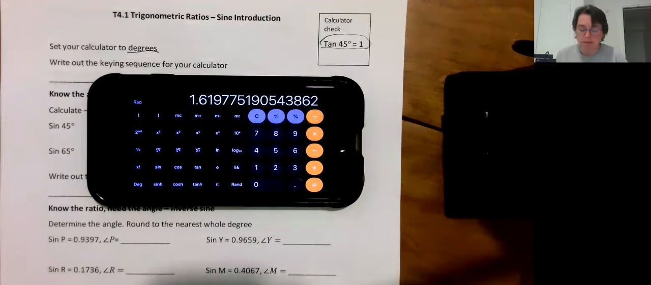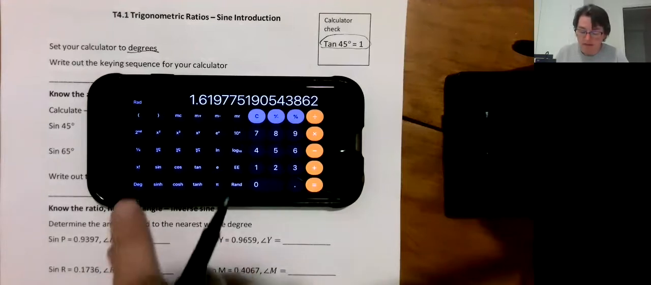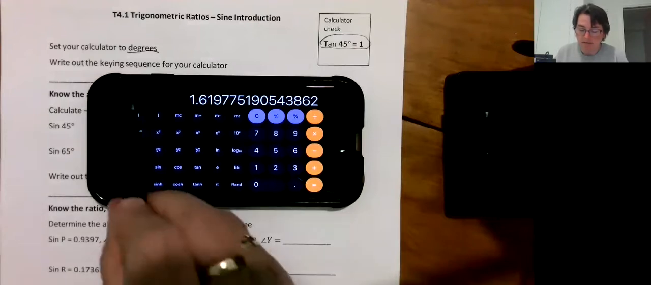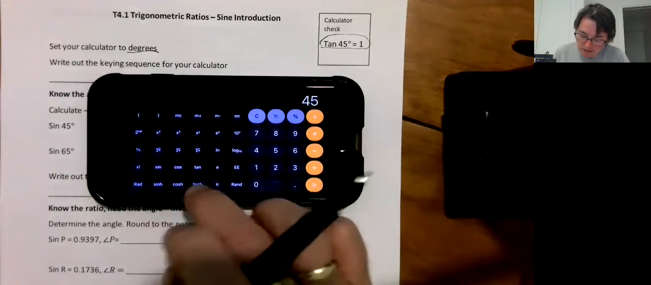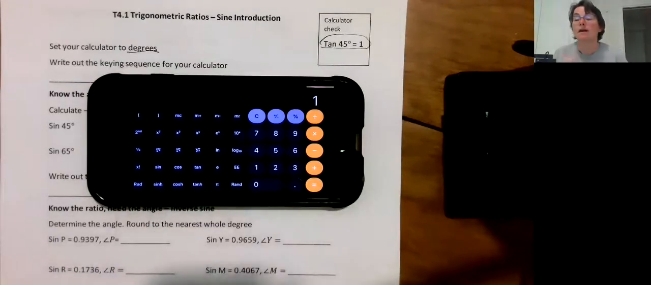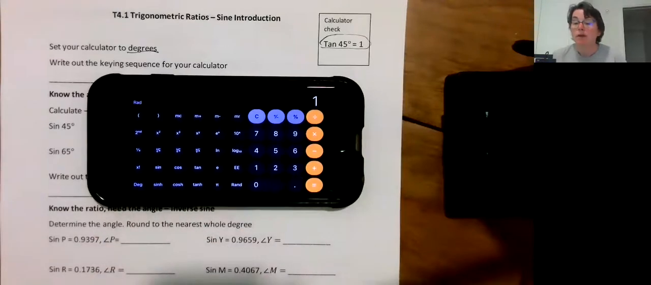So with my phone, you can see here, it looks a little fuzzy, but it says rad. If I click that, the rad disappears, and now if I go 45 and tangent, I get 1. I know my calculator is set. And the rad is not meaning that I'm totally cool, so rad. Sorry. It stands for radians. It's just a different way of measuring angles.